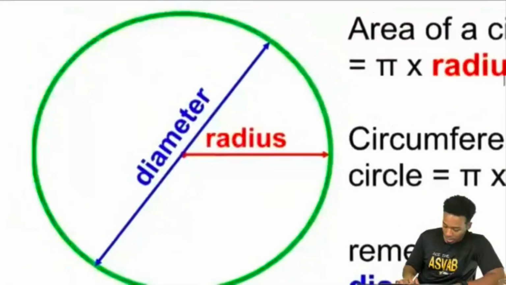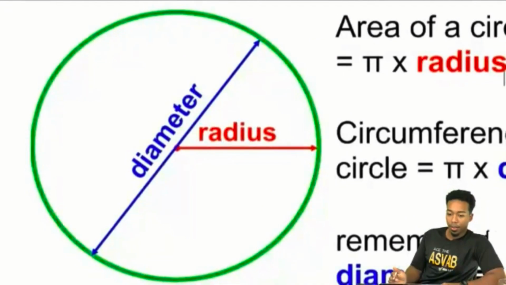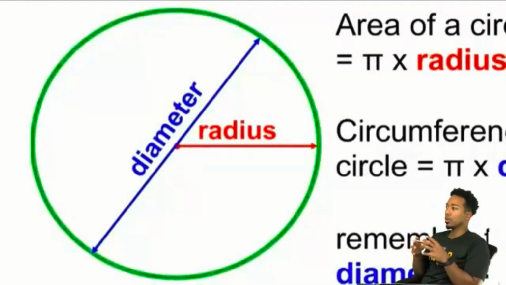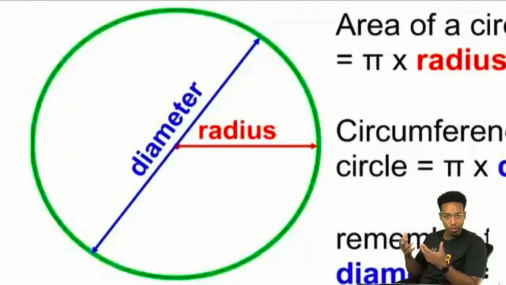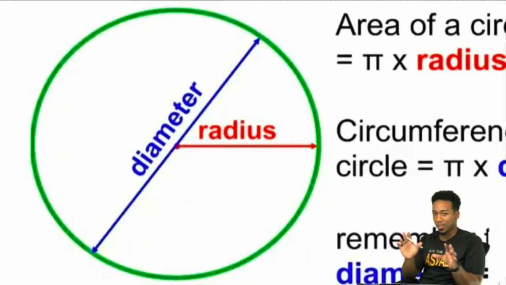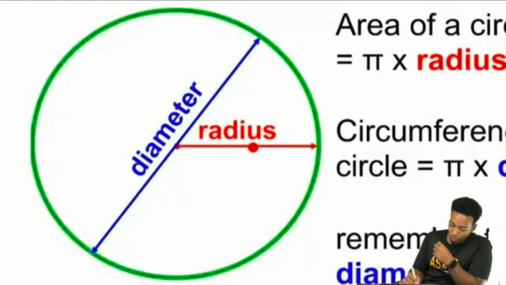So let's take a look at this circle here. When it comes to the radius and the diameter of a circle, hear me out. Again, we're just going to go through the basics. Radius and diameter are directly related. Radius is basically the distance from the center of the circle to the circle itself. That's it. From the middle to the edge. The radius of a circle is the center to the edge.